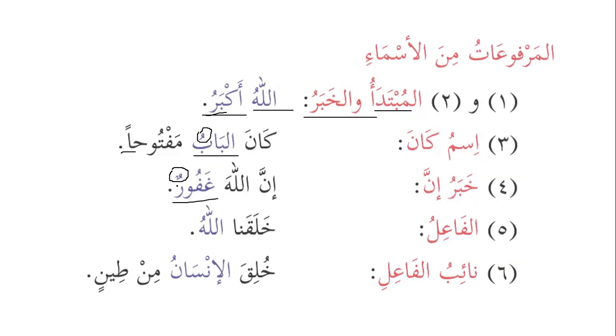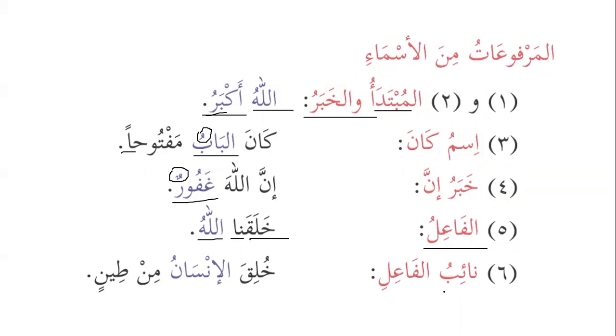Then we have al-fa'il, as we discussed in the beginning of the lesson, that al-fa'il is always in the verbal sentence, not in the jumlatul ismiyya. Khalaqana Allahu. So khalaqa, he created, na, us, he created us. We have to see a noun that has dhamma, or we have to look for the doer, the fa'il. So khalaqa is the verb, na is the maf'ul, and ismul jalala is the fa'il. Khalaqana Allahu, Allah created us. So al-fa'il is also marfu'.